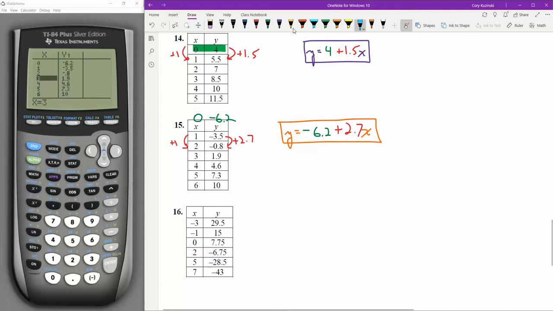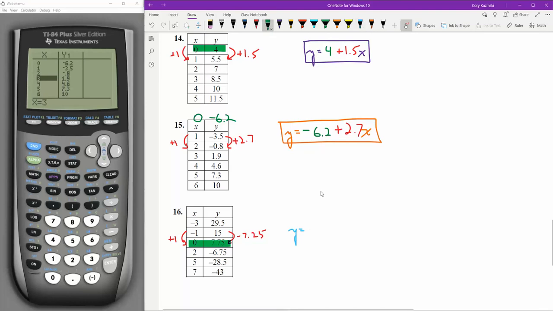One more here. Let's figure out slope first. So here we got an increase of 1. And here I see a decrease of 7.25. We can also see that the y-intercept is 7.75. I think the thing that makes this one just a little bit different than the others is that it's got a negative slope. So we got to make sure to include that.